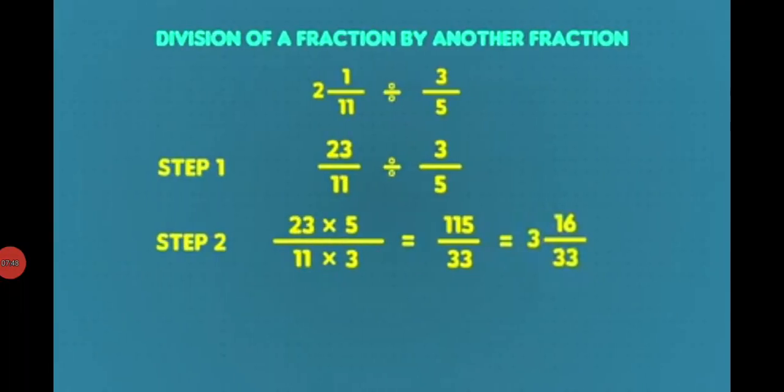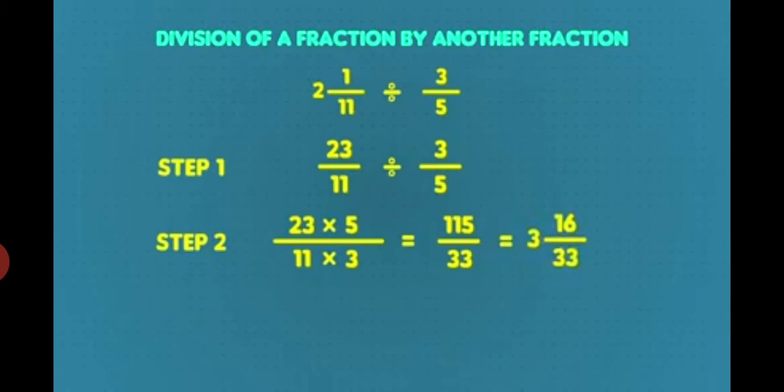Next, division. Here you can see 2 into 1 by 11 divided by 3 by 5. So our first step is to convert the mixed fraction into improper fraction. So converting it, we shall get 23 by 11 divided by 3 by 5.